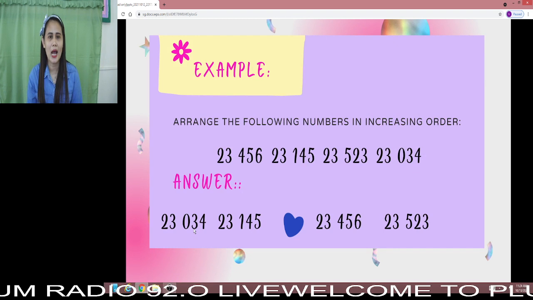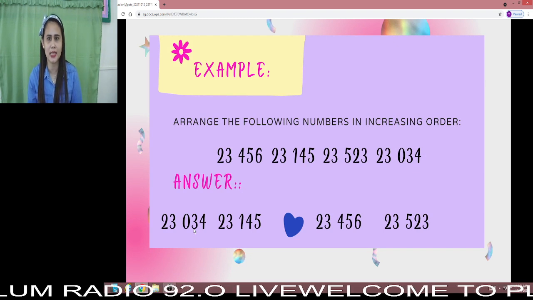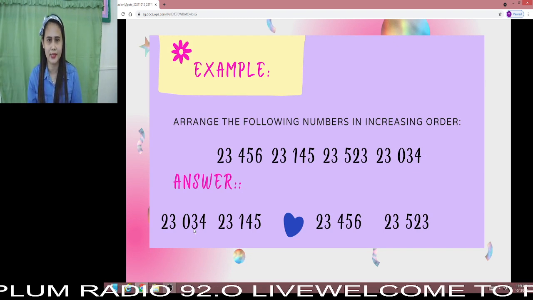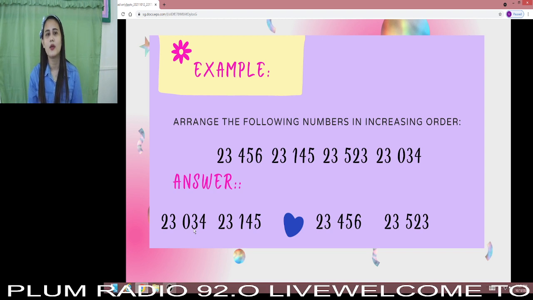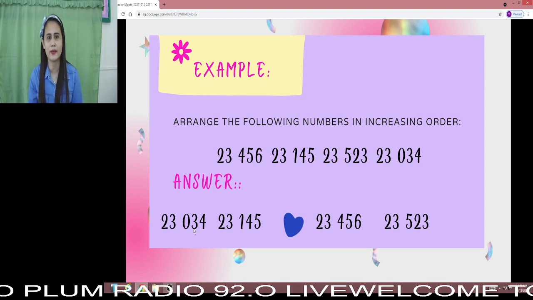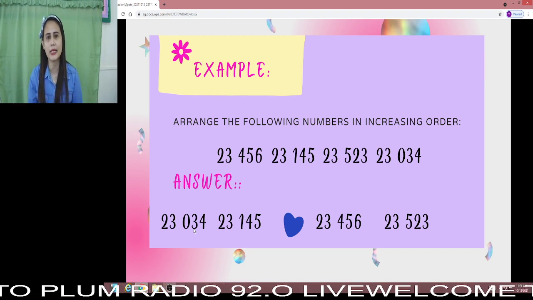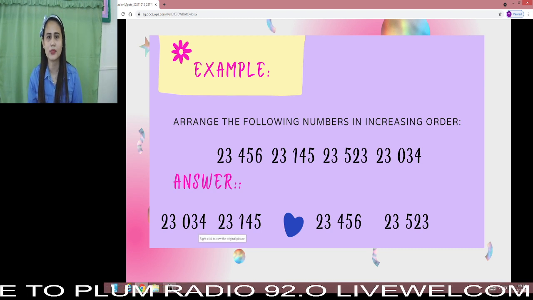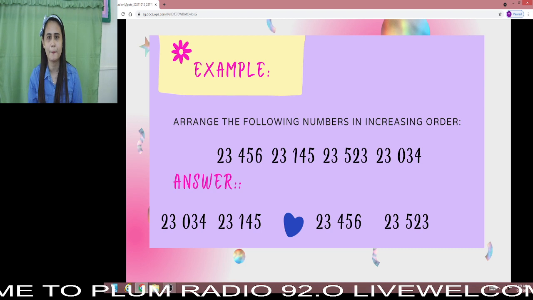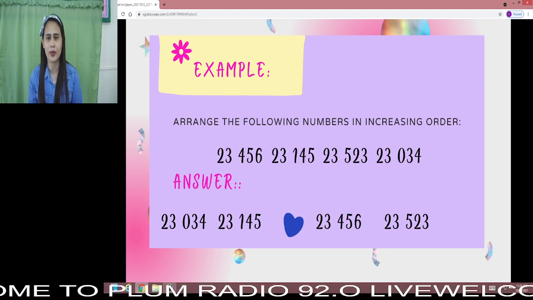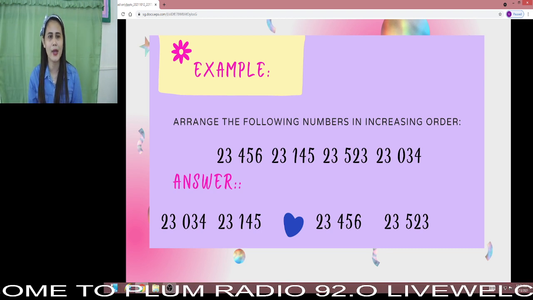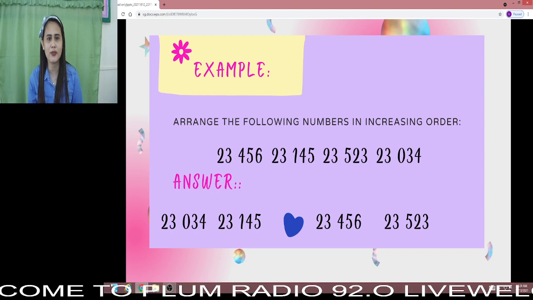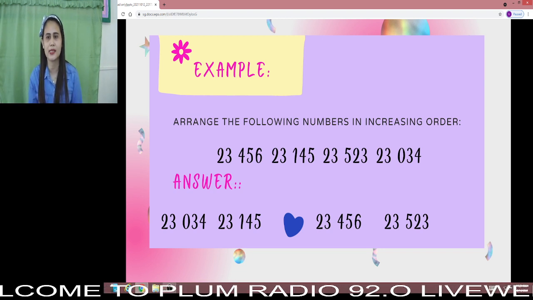Example, arrange the following numbers in increasing order. The set of numbers are 23,456, 23,145, 23,523, and 23,034. I repeat, arrange the following numbers in increasing order.